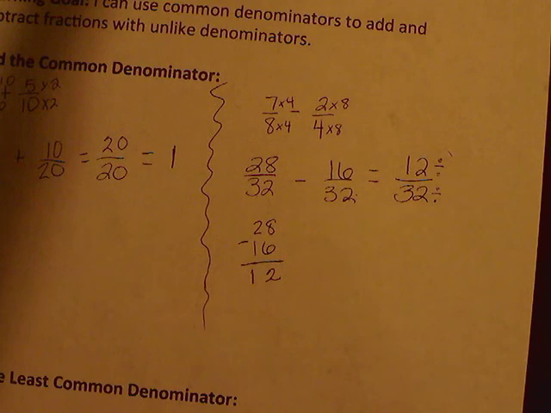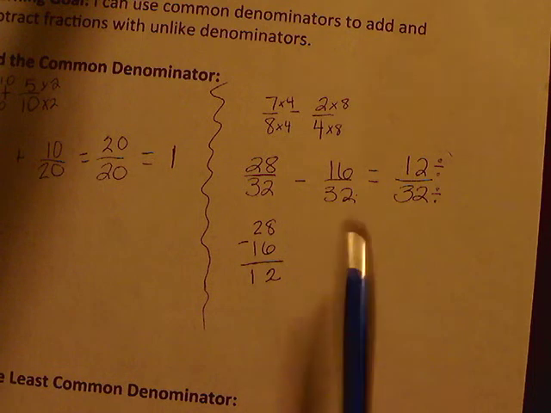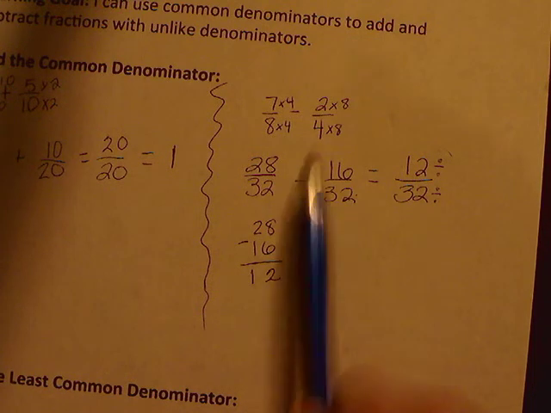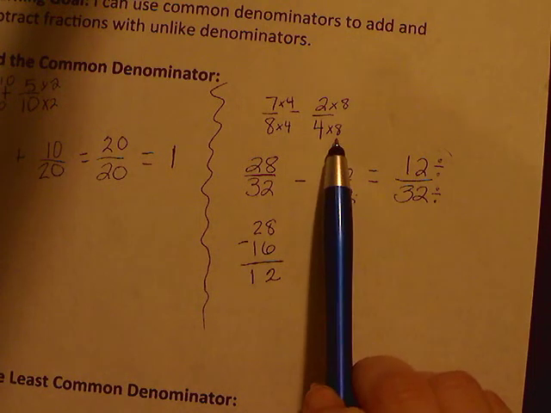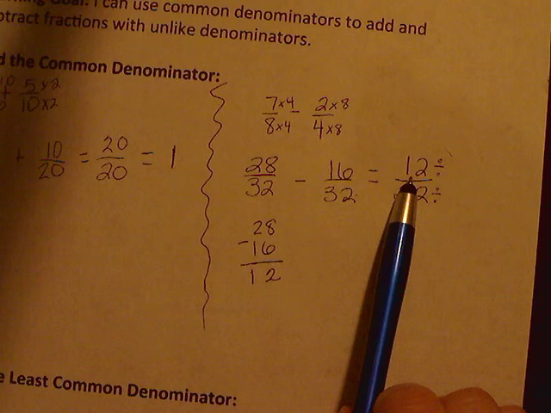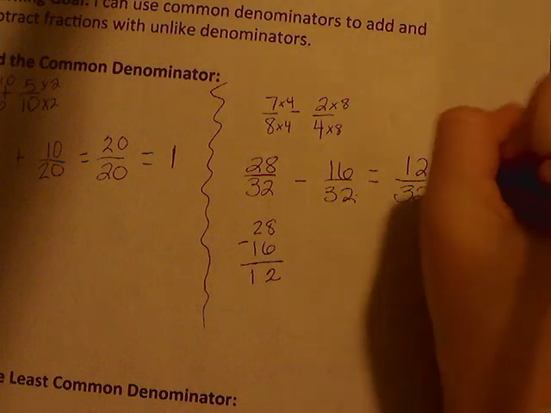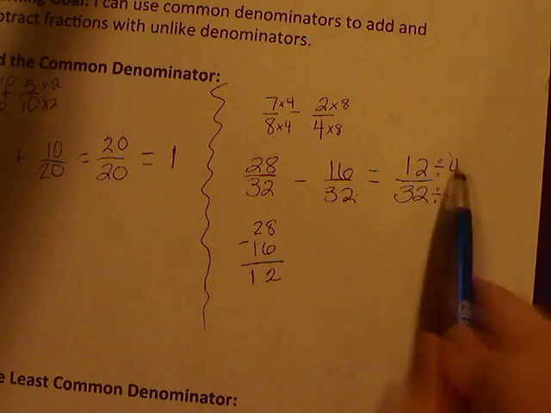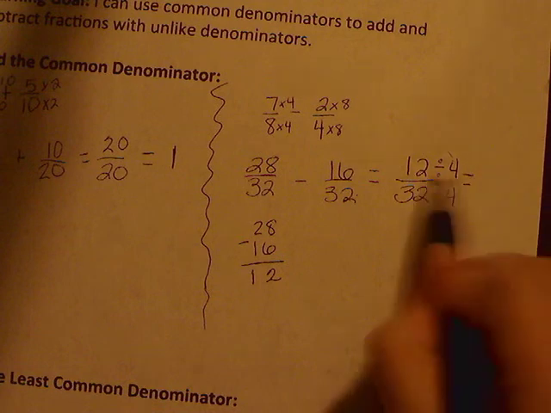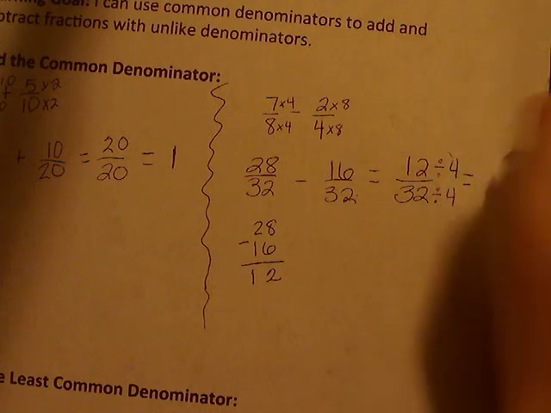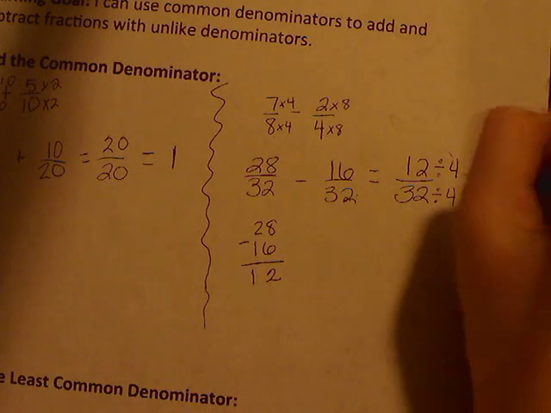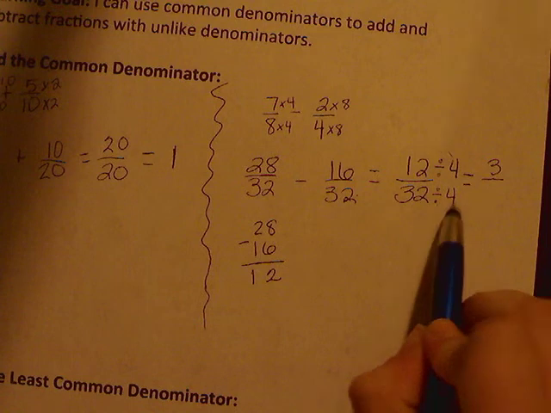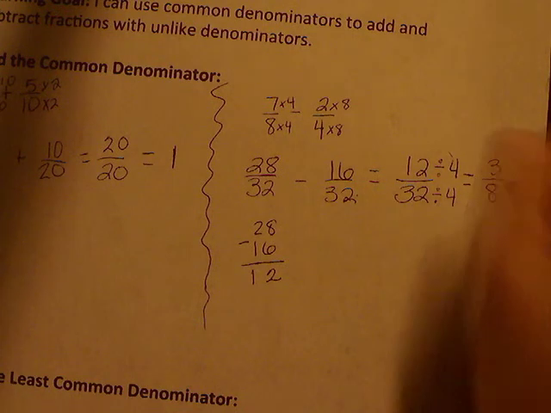An easy way to do that is, sometimes you have to divide it more than once, and sometimes you only have to divide it once. But I know off the top of my head that I got to 42 by multiplying 4 times 8. And I know that 12 can be divided by 4. So again, what you do to the top, you have to do to the bottom. So both 12 and 32 can be divided by 4. So 12 divided by 4 is 3, and 32 divided by 4 is 8.